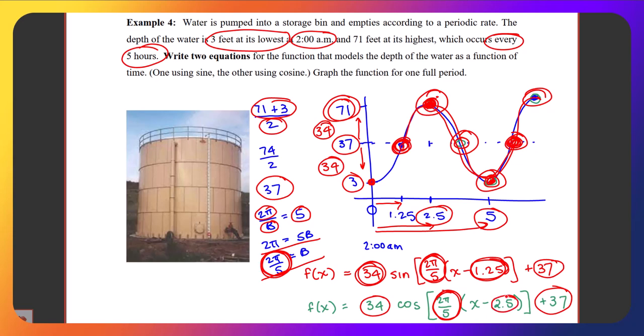Now some of you might have liked to do this for your cosine graph. The only difference would be there's no shift, but the number in front would be negative 34 because it's an upside down cosine graph, and that would have been fine also.